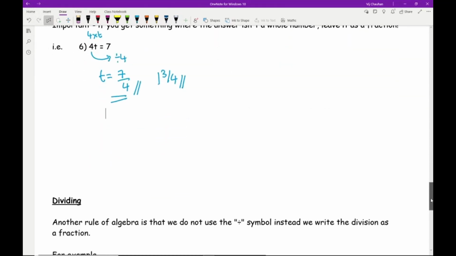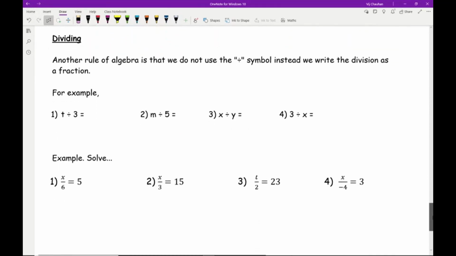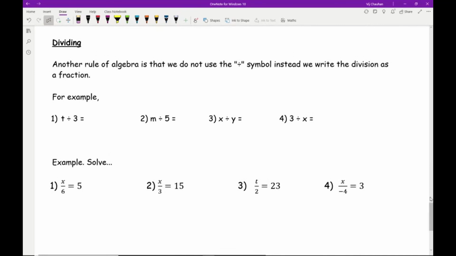So let's have a look at the last operator that we've not looked at, which is dividing. So another rule of algebra is that we don't use the division symbol, and instead what we do is we write the division as a fraction. So for example, if I wanted to do t divided by 3, I would write that as t over 3. If I want to do m divided by 5, I'd write m over 5. If I was to do x over y, so 2 letters being divided, then the first thing goes on top, the second thing goes on the bottom, and that's the best way to do it.